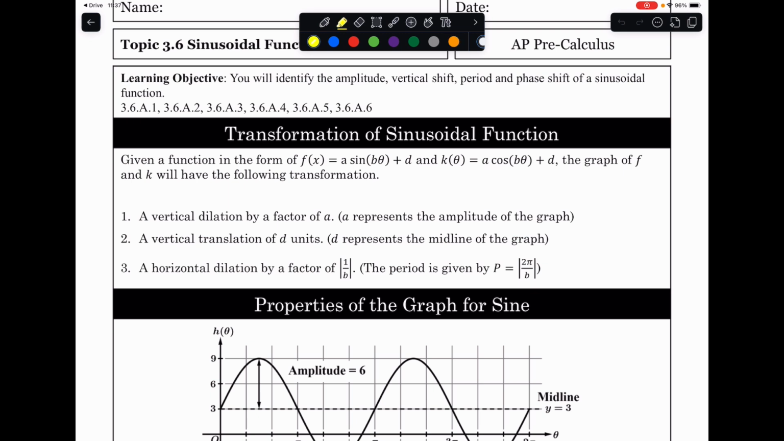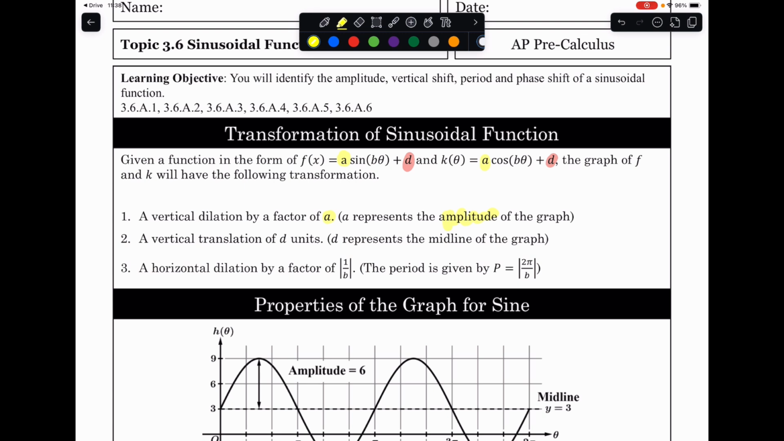So a for amplitude. The value of d here on both of these represents the midline, the vertical translation of d units. And it represents basically where the middle of the function is, so our midline.